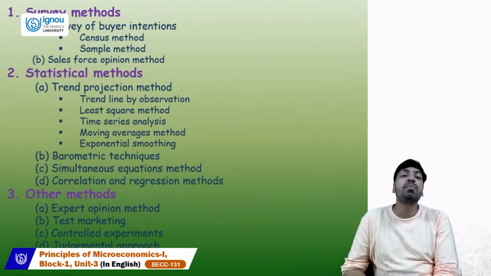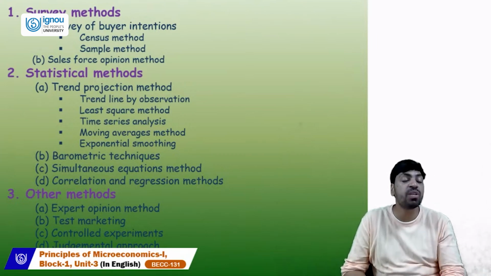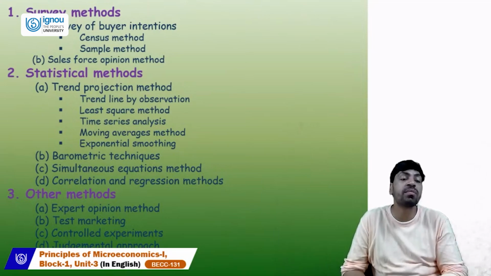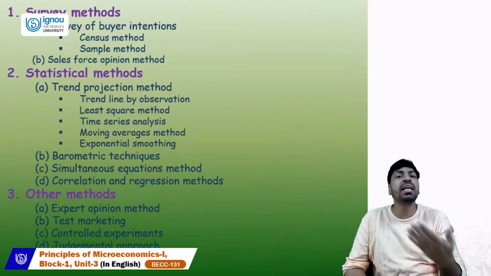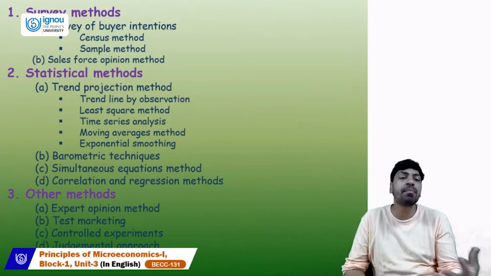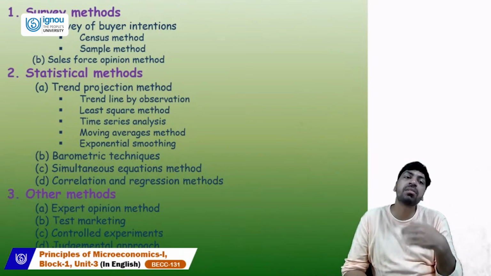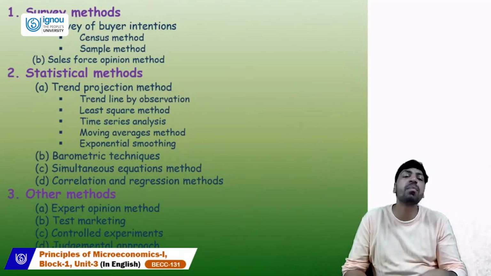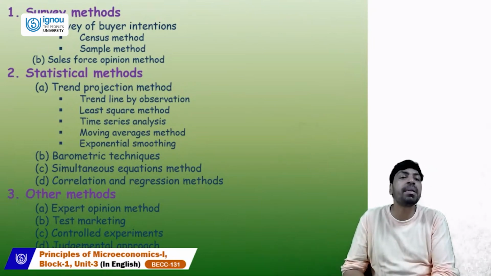They are the survey of buyer intention, categorized into two methods. When we talk about a large population, in lakhs and crores, we talk about the census method. When you select a very small sample, say 100 or 1,000 respondents, a small group, we talk about the sample method.